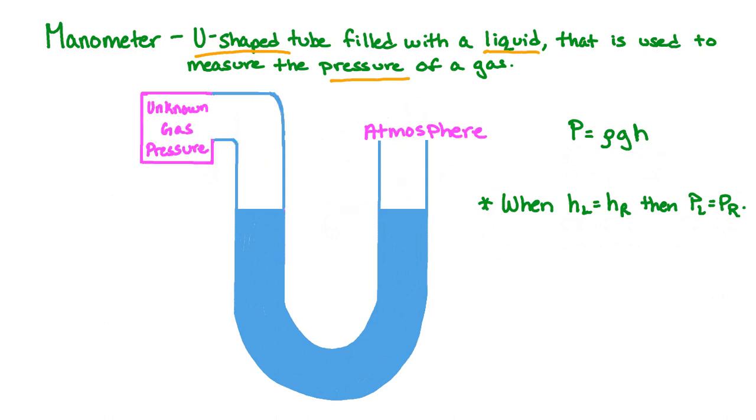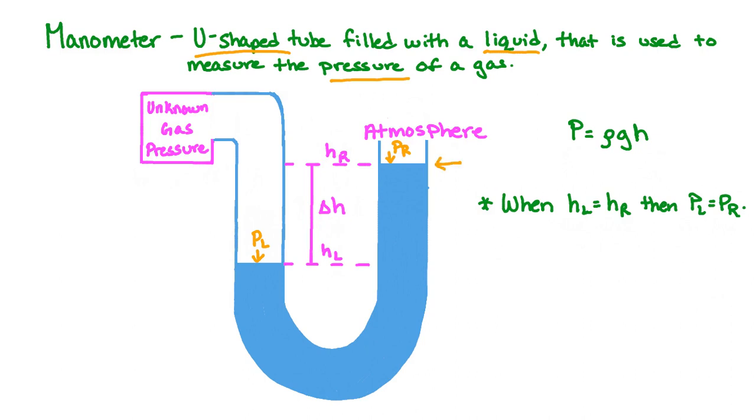Let's look at an example where we attach our left tube to a gas chamber of unknown gas pressure, and our right tube will be open to the atmosphere, such that the height of the left column is lower than the height of the right column, with the difference between the two heights being delta h. If the liquid on the right rises to a higher height than it does on the left tube, then this would imply that the liquid feels a greater push from the pressure in the left tube than it does from the pressure in the right tube.